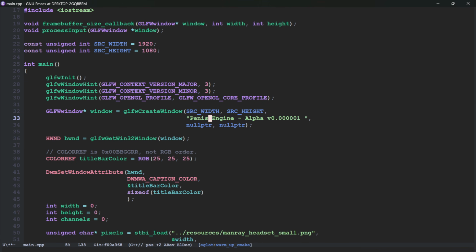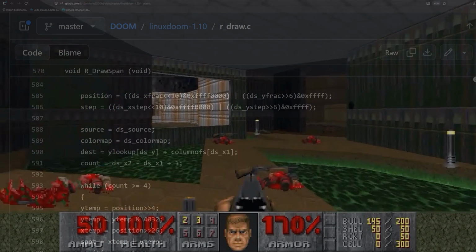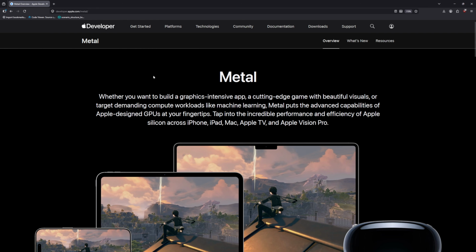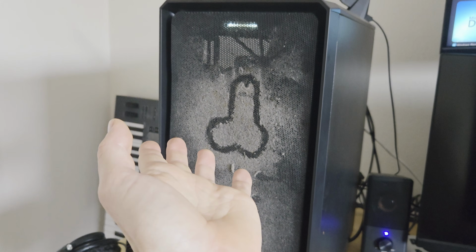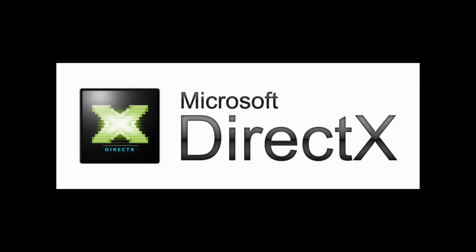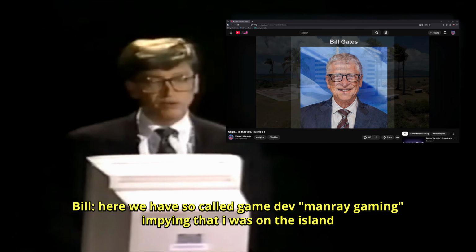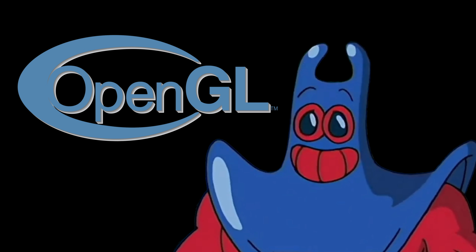When starting a game engine, the first thing you'll have to do is figure out how to render graphics. You could be a genius and do software rendering, but I'm an idiot. You could use Metal, but I don't have a Mac. You could use Vulkan, but I can't be bothered. So it's either DirectX or OpenGL, and Bill and I aren't really on speaking terms at the moment, so guess we're gonna go with the latter.